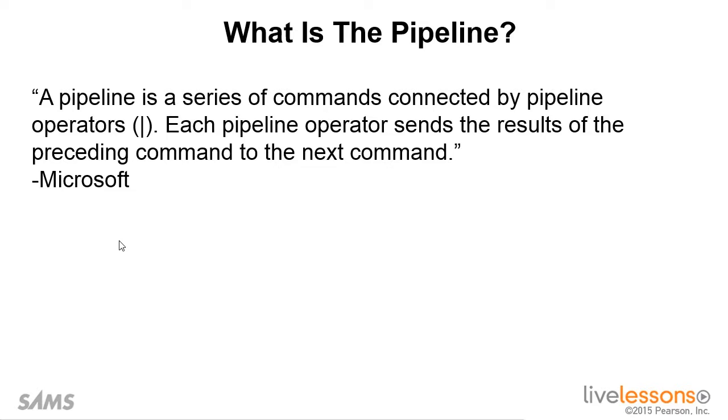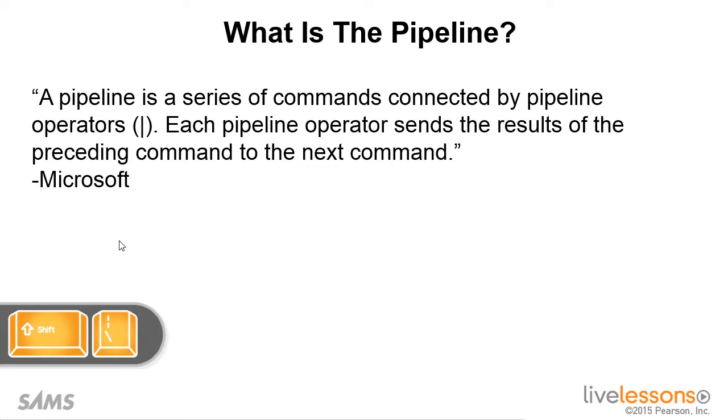The pipeline operator is created by holding down your Shift key and pressing the backslash button, which is the button above the Enter key on your keyboard.